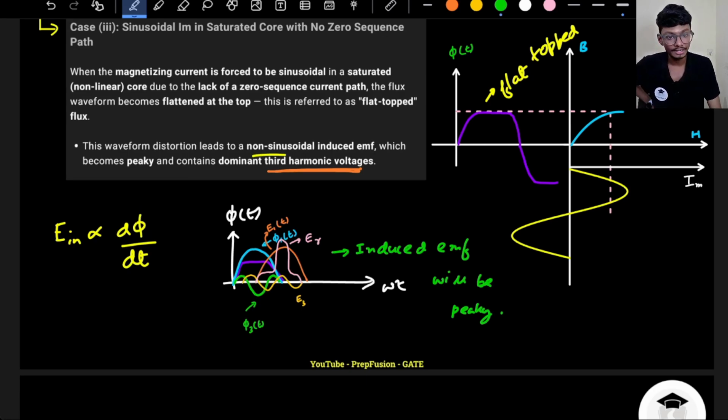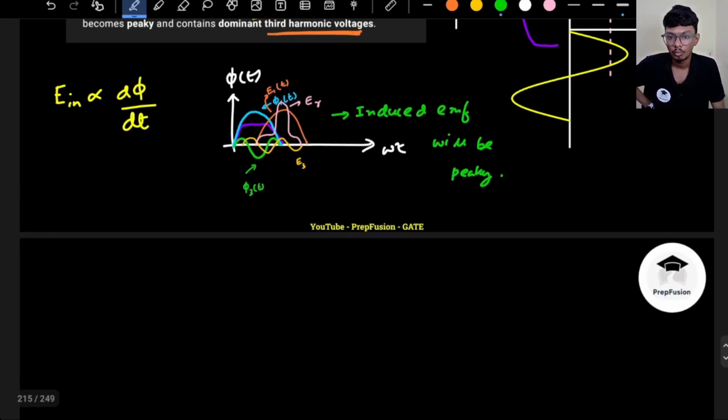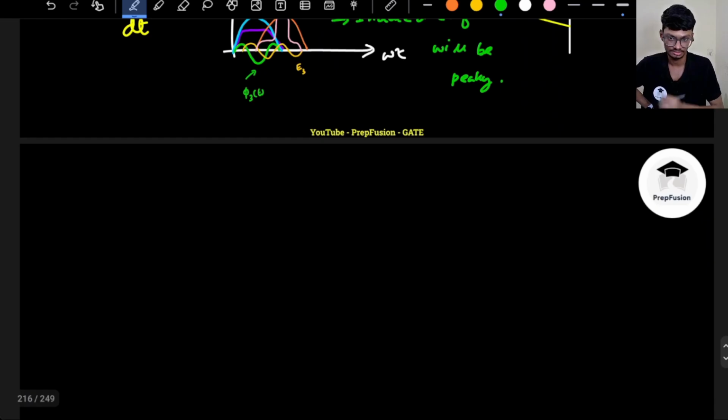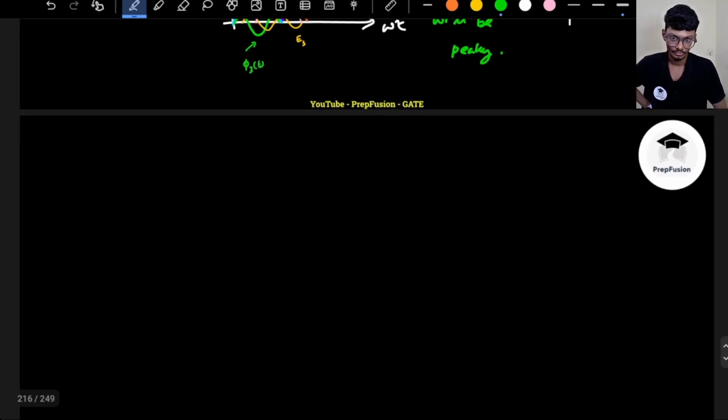Now what will happen to the hysteresis loss and the eddy current loss, basically the core losses? The core loss will actually increase. Why will the core loss increase? We will discuss how the core loss will increase.